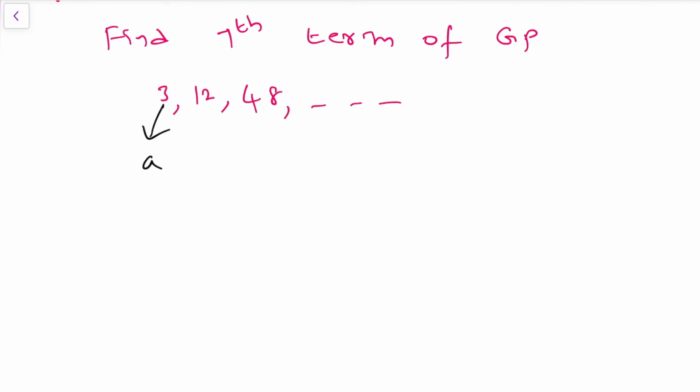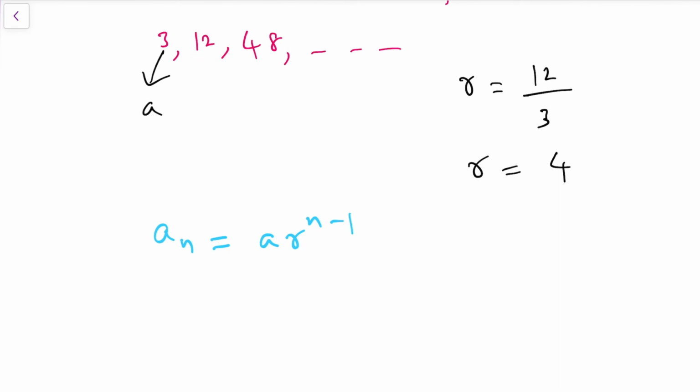This is A1, or simply a. Then what about the common ratio, that is r? Second term divided by first term. So r is equal to 12 by 3, which is 4. Now what is the formula for this? an equals a into r power n minus 1. This is the formula.